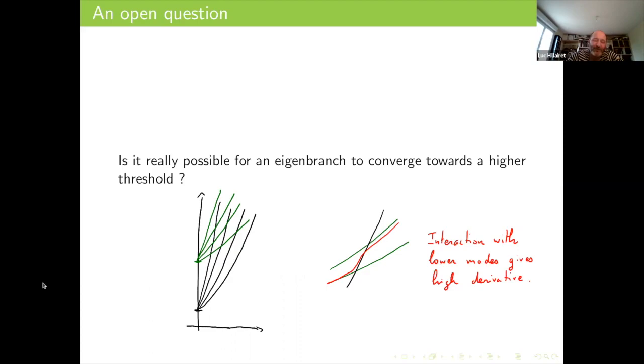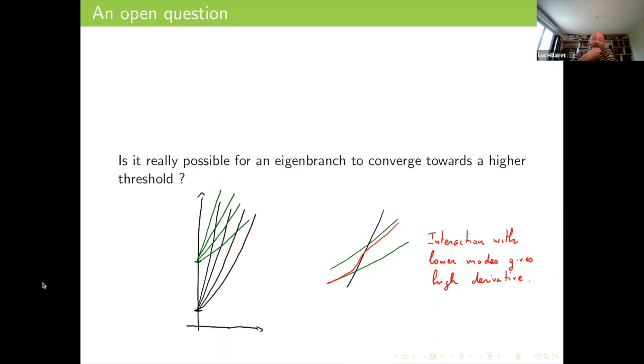I want to finish with an open question. The question is the following: is it really possible for an eigenbranch to converge towards the higher thresholds? Of course it is possible to converge to the lowest threshold. The question is whether it is possible to converge to something with k which is not 0.